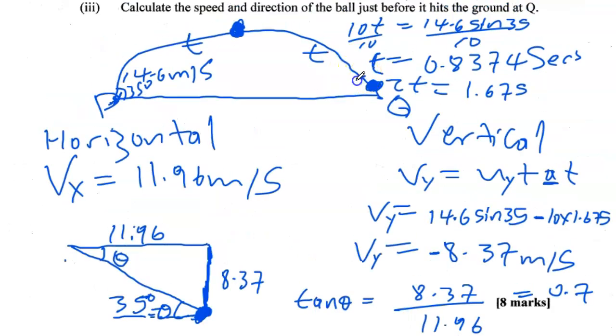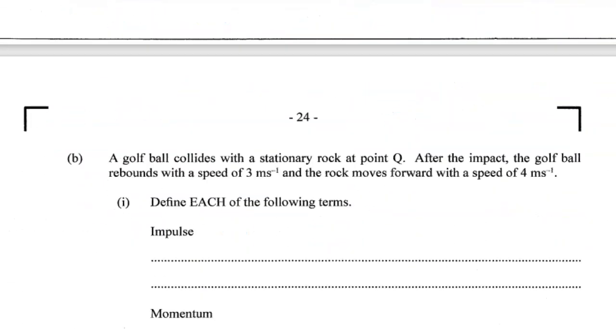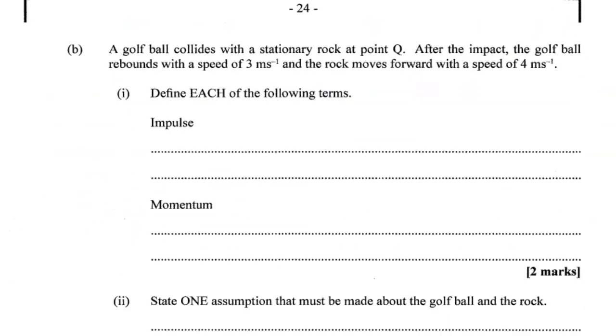This angle will be the same angle as the angle it left the ground at. Part B. A golf ball collides with a stationary rock at point Q. After the impact, the golf ball rebounds with a speed of 3 meters per second, and the rock moves forward with a speed of 4 meters per second. Define each of the following terms.